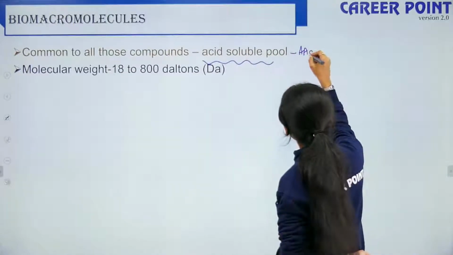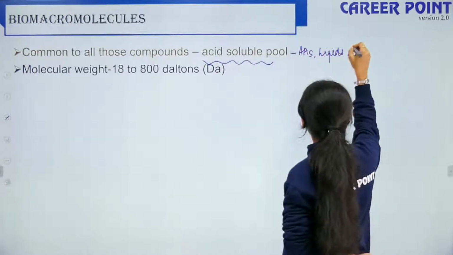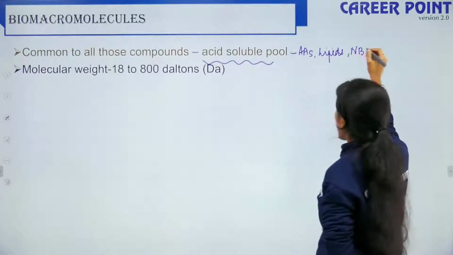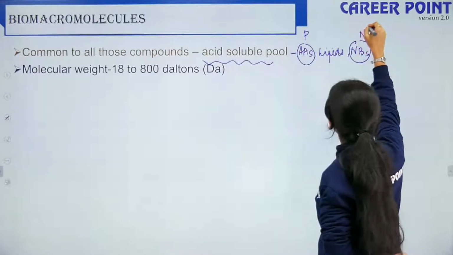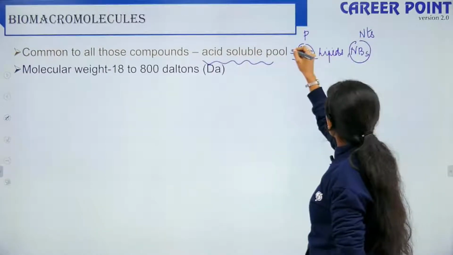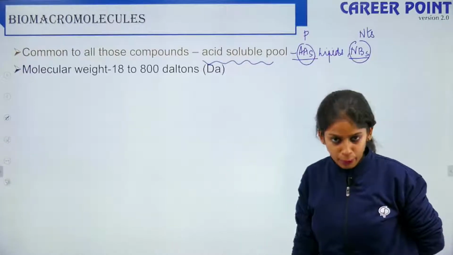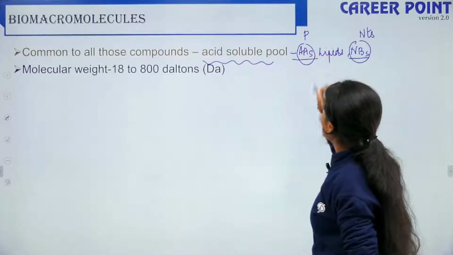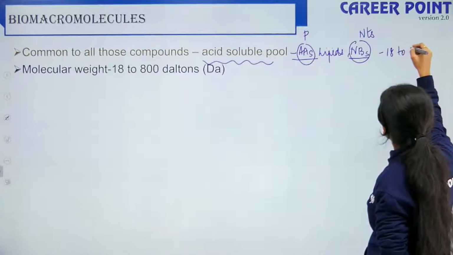Then you have your lipids. Then you have your nitrogenous bases. I never said proteins or nucleotides. I am only saying amino acids and nitrogen bases come in the acid soluble pool. Okay, so these have a lower weight of 18 to 800 daltons.